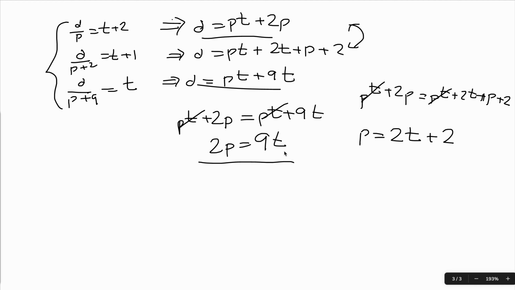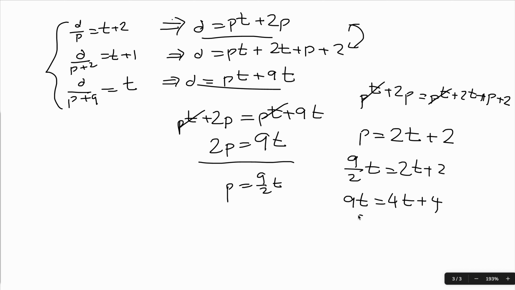Let's solve for p in terms of t. p is equal to 9/2 t, so I'll just substitute that. 9/2 t equals 2t plus 2. 9t equals 4t plus 4. 5t equals 4, so t equals 4/5.